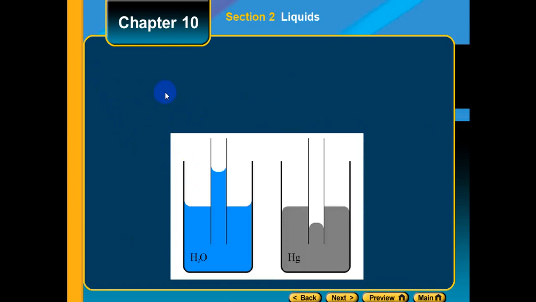Another property related to the attraction force between the particles of a liquid and a solid is the curved surface of liquid, as you can see here in water, and also the curved surface of mercury with glass.